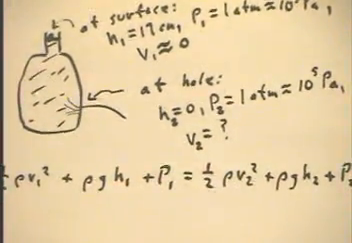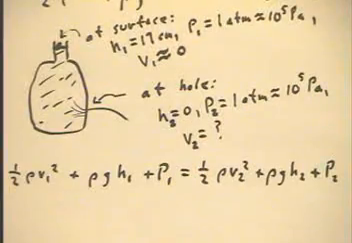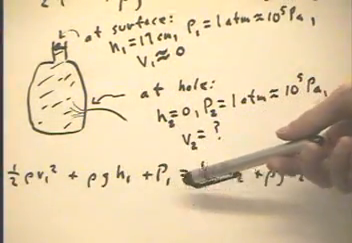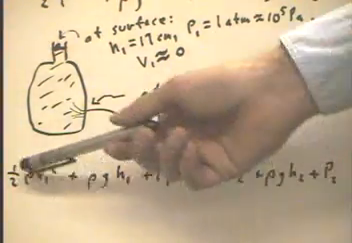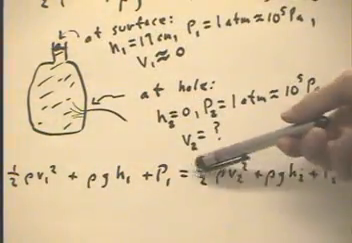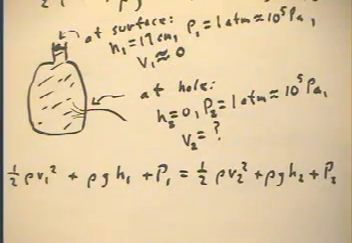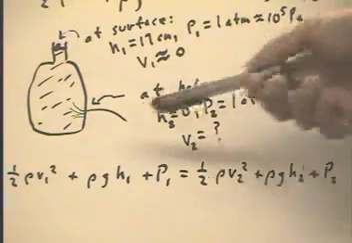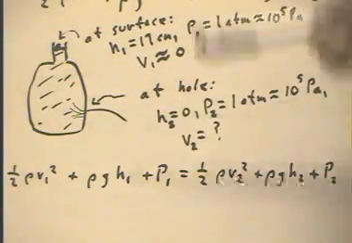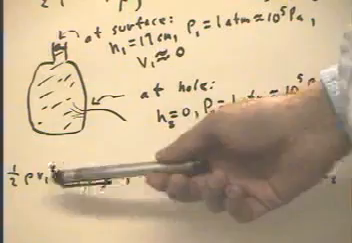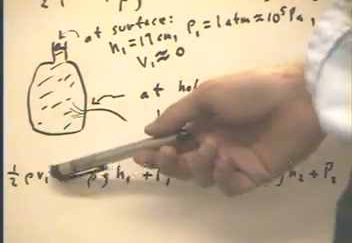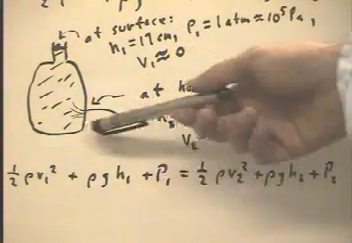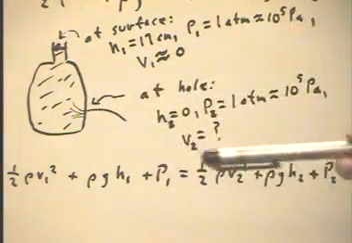Now Bernoulli's equation tells us for this situation that the 1/2 rho V squared plus rho GH plus P quantity at state 1 at the surface is equal to the 1/2 rho V squared plus rho GH plus P sum at the hole. So this sum equals this sum, where the 1s indicate the velocity, altitude, and pressure measured at this point, and the 2s indicate the velocity, altitude, and pressure measured at this point.